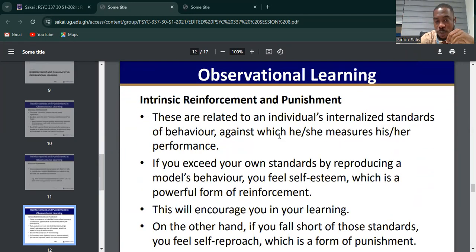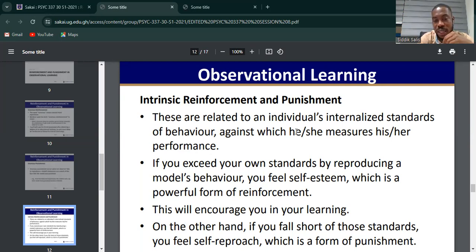Intrinsic reinforcement and punishment. So with this one, it happens to you. Okay. Intrinsic reinforcement is you want to do this. It's not about you seeing the reward or punishment your model is receiving. You think you can do it your way, and then you'll be fulfilled when you do it.